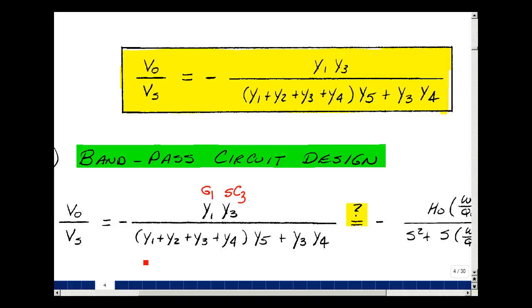The denominator, I've got this determined, and I've got this determined, and I've got this determined. I'm going to need an S squared term, an S to the 1, S to the 0. If I make this the capacitor, then I can't get an S to the 0 term, so I'm going to have to pick this to be a resistor. Pick this to be G5. Then I multiply this out, I get an S to the 0 term, I get an S to the 1 term, and now this term here is going to have to be an S squared, so I'm going to have to pick this to be a capacitor.